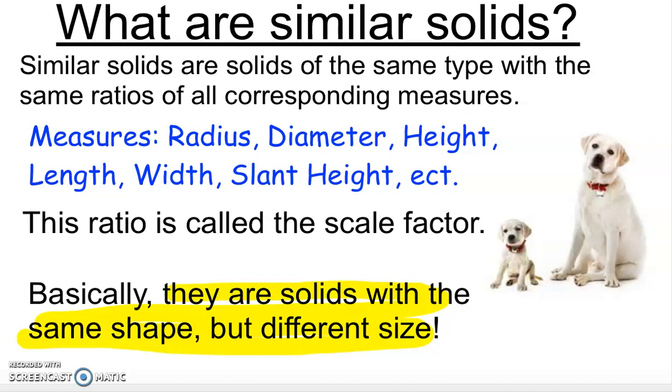So all of the major side lengths, like height, length, width, radius, diameter, will all correspond at the same scale factor. When we start to deal with surface area and volume, we tweak that scale factor a bit. We square the scale factor for surface area, and we cube the scale factor for volume. But similar solids are solids that have the same shape and different size.